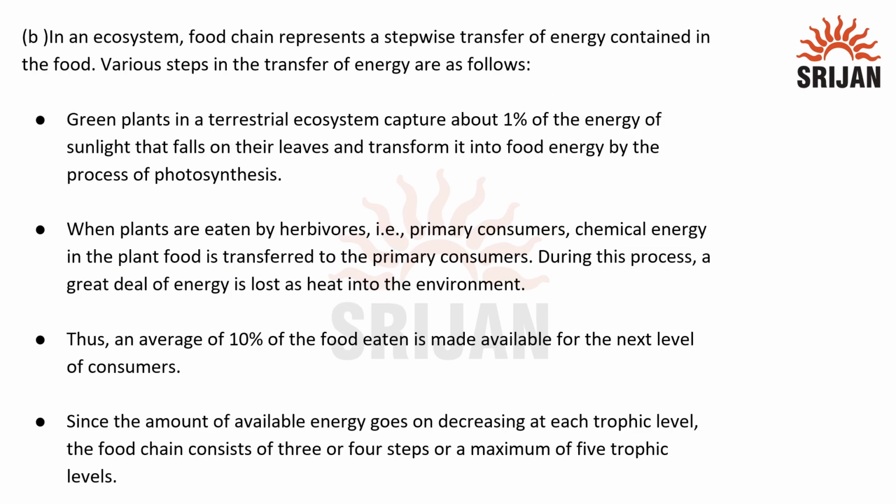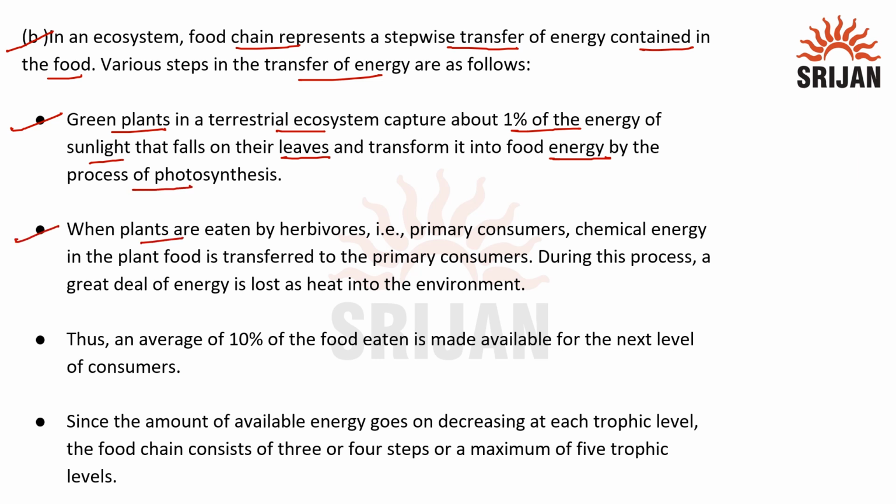Let's move on to the next part and understand the flow of energy in the food chain. In an ecosystem, food chain represents a stepwise transfer of energy contained in the food. Various steps in the transfer of energy are as follows. First, green plants in terrestrial ecosystem capture about 1% of energy of sunlight that falls on their leaves and transform it into the food energy by the process of photosynthesis.